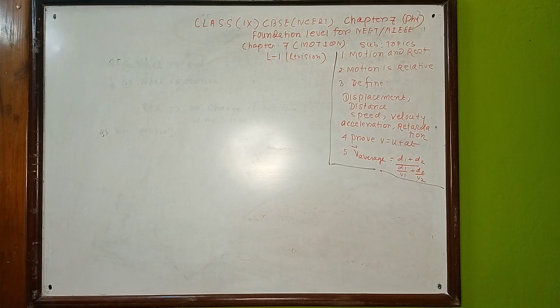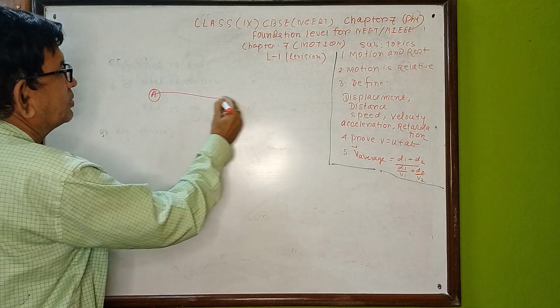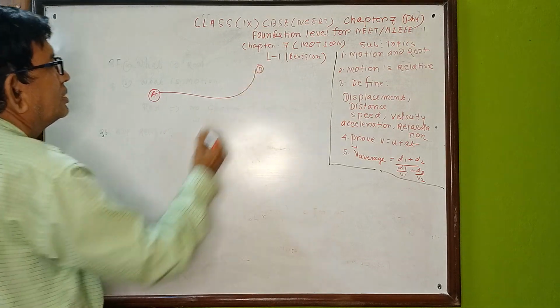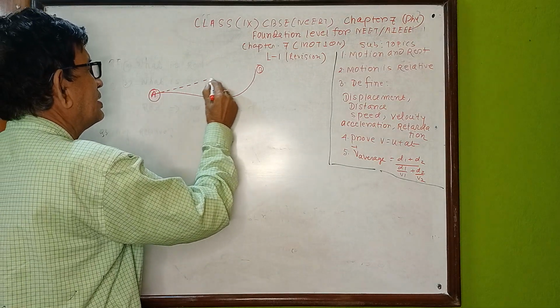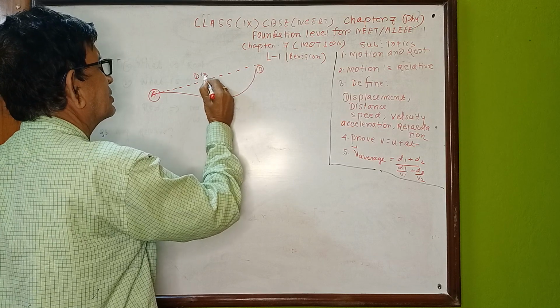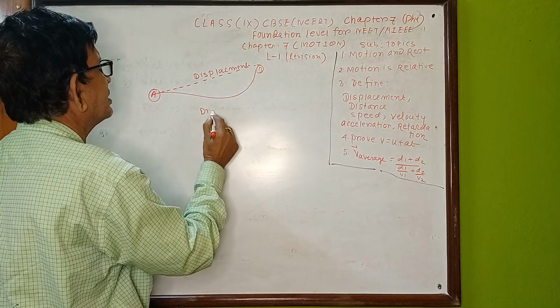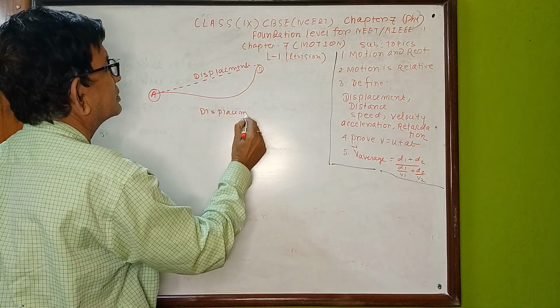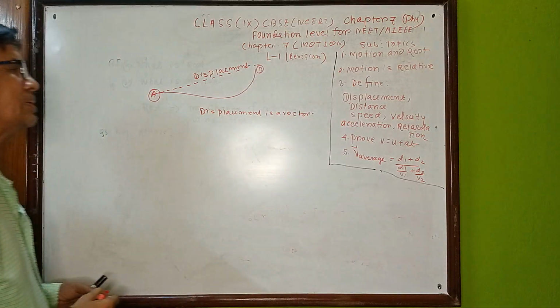regarding displacement, distance, speed, velocity, acceleration, retardation. These 6 terms are very important. Because what is displacement? Suppose a body is moving from point A to point B. Now I should say the shortest distance between A and B, that is the displacement in a particular direction. Shortest distance, that is a vector. Displacement is a vector. Clear? It is a vector. That is the shortest distance from A to B.